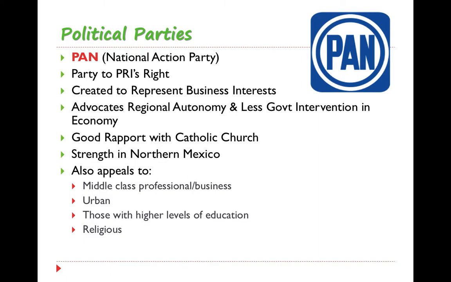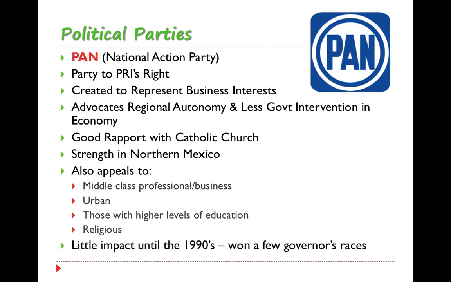So what's interesting here is that here's a difference between this party that leans a little bit to the right. In the United States, obviously Republicans to the right typically appeal to more rural voters, and yet PRI tends to be the party that appeals to more rural voters, where this party, the business party, leans toward more urban voters. And I think that makes sense considering the fact that business has really developed in the urban areas. And so those with higher levels of education and religious people as well tend to vote with this party. They won a few governor's races in the 1990s, but really had little impact prior to then and shortly after that as well.